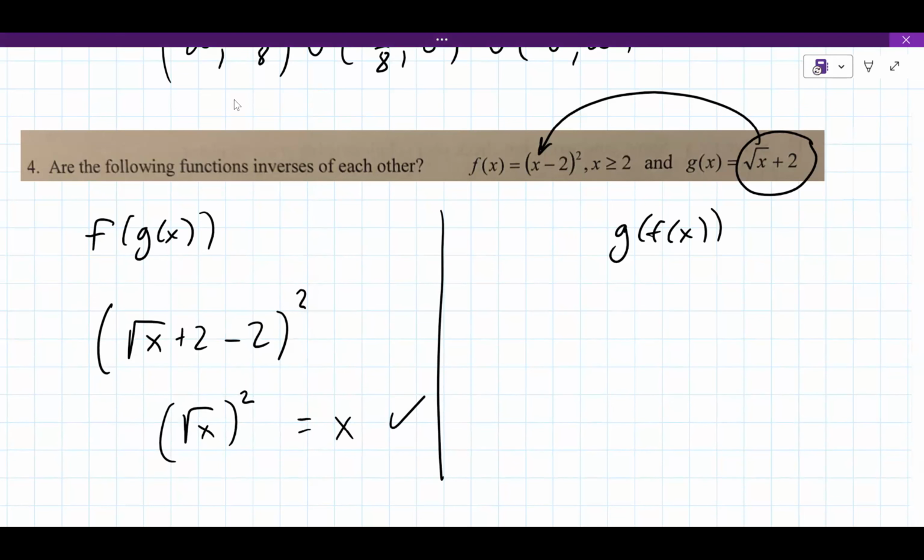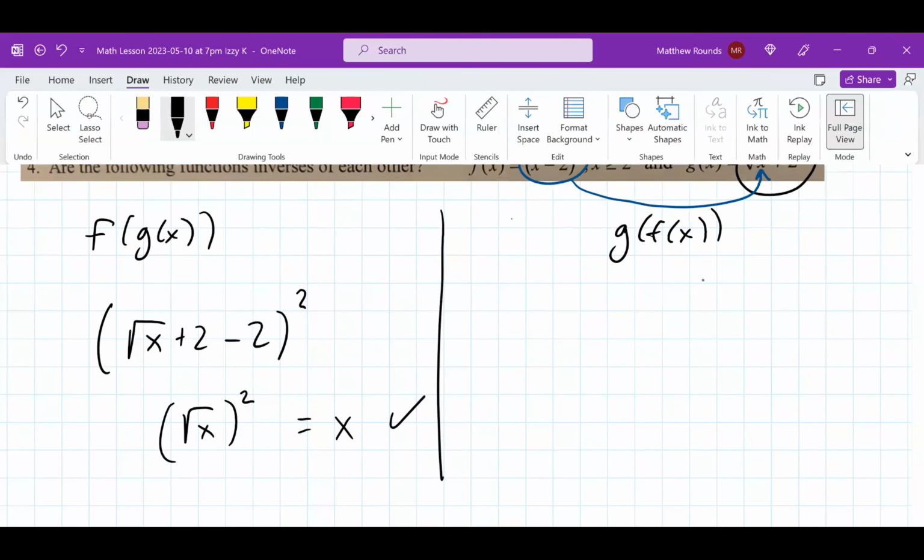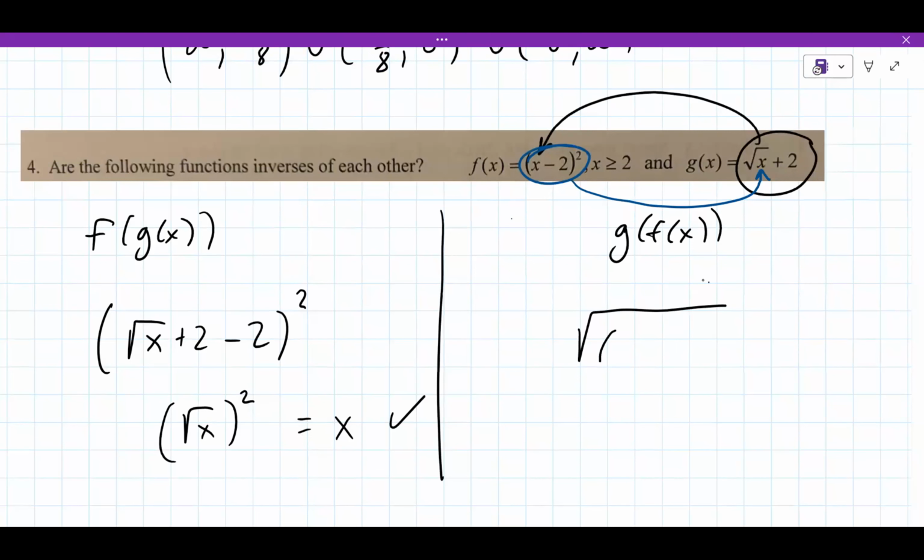So now you have to go the other direction. You have to take all of this, parentheses x minus 2 squared, and put that in for x like that. So it's the square root of x minus 2 squared plus 2. Will you try simplifying this for us?